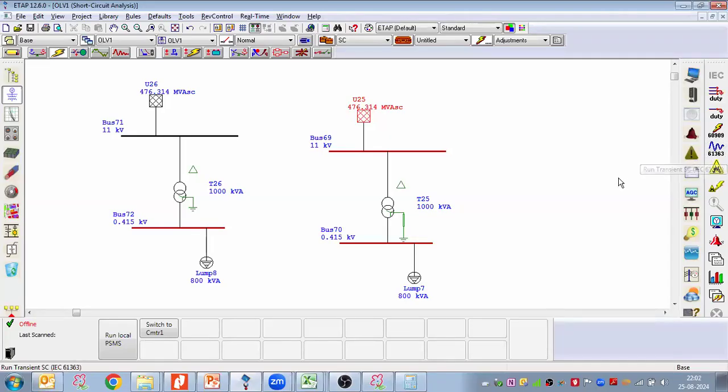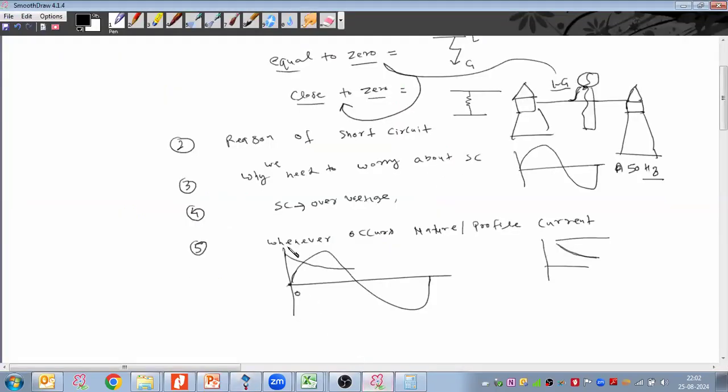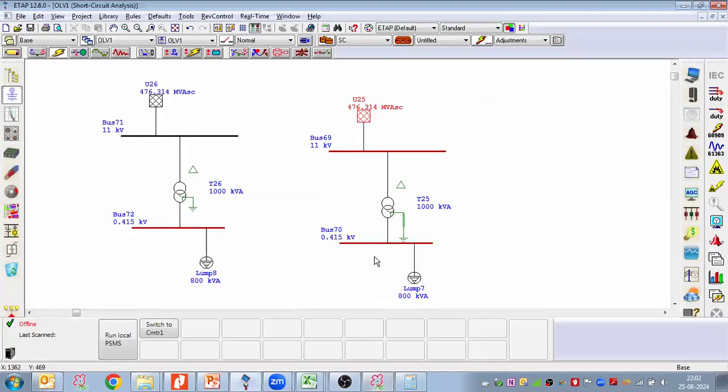If I need to know the transient behavior of the short circuit current, then we have to use the IEC 61363 standard. And if I want to see the symmetrical current, then I have to use 60909. Since I want to see, when the fault has occurred, what the DC component is and how much time it takes to decay from peak to zero, I'm going with 61363.